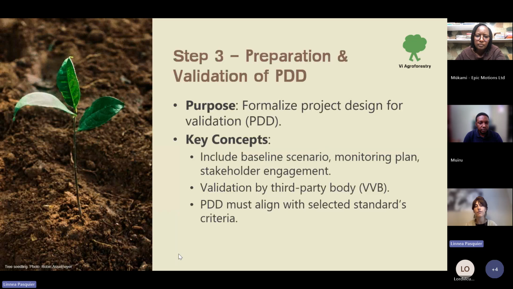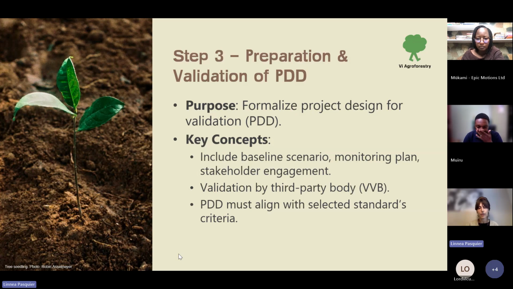And then the third step now is the PDD, preparation and validation of this more heavy document. As for the PIN, the same concepts are included there, but now it's also more detailed: the baseline scenario, what is the current status and what are we aiming for? The monitoring plan, how often will we be monitoring? What will we be looking at? Stakeholder engagement, who will be the ones that we engage with fully and have truly been onboarded at this point?